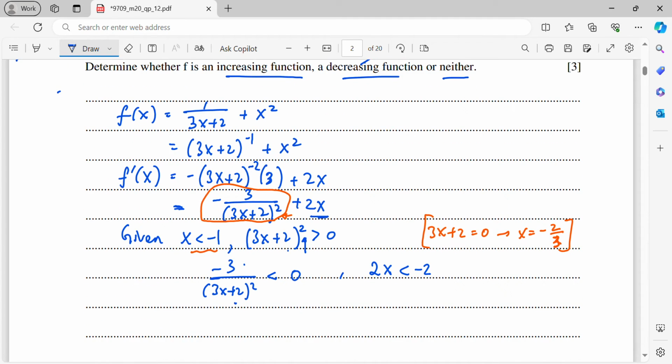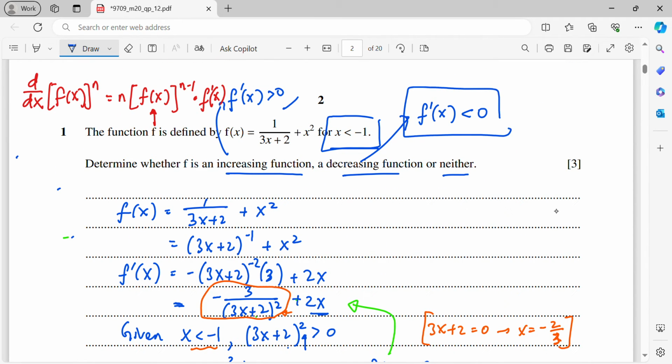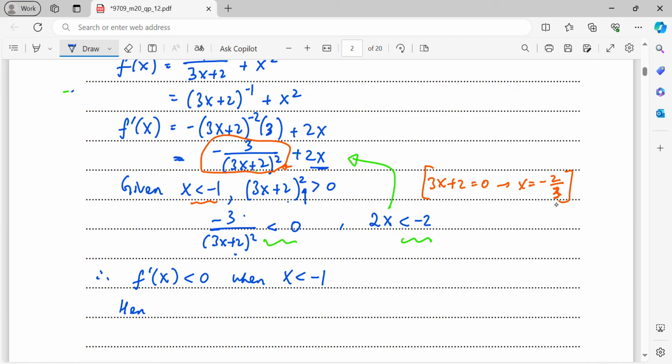From here, I will say that my f'(x) is basically less than 0 when x is less than minus 1. Because when you substitute these two values into your f'(x), the first term is less than 0, and the second term you add is less than negative 2, which means it will be more negative. Therefore, I get this conclusion: f'(x) is less than 0 when x is less than minus 1. So when less than 0, look at this, obviously it is a decreasing function. Hence your f(x) is a decreasing function.